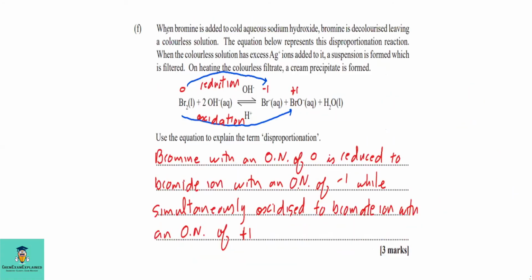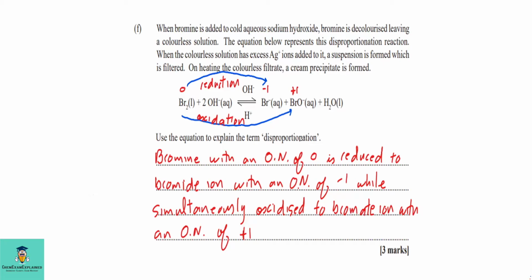Part F. When bromine is added to cold aqueous sodium hydroxide, bromine is decolorized, leaving a colorless solution. The equation below represents this disproportionation reaction. When the colorless solution has excess silver ion added to it, a suspension is formed, which is filtered. On heating the colorless filtrate, a cream precipitate is formed. Use the equation to explain the term disproportionation.